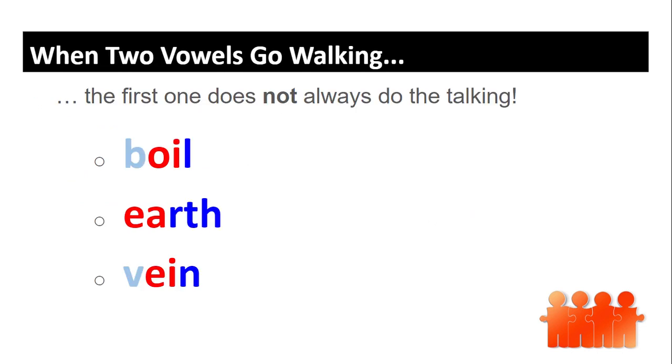If you've ever heard this expression that when 2 vowels go walking, the first one does the talking, you might want to reconsider that because the first one does not do the talking very often. That rule is actually only accurate about 40% of the time. So consider the OI in boil, or the EA in earth, or the EI in vain.